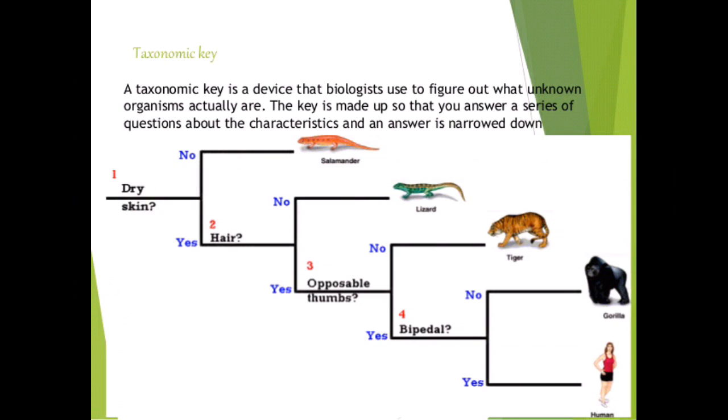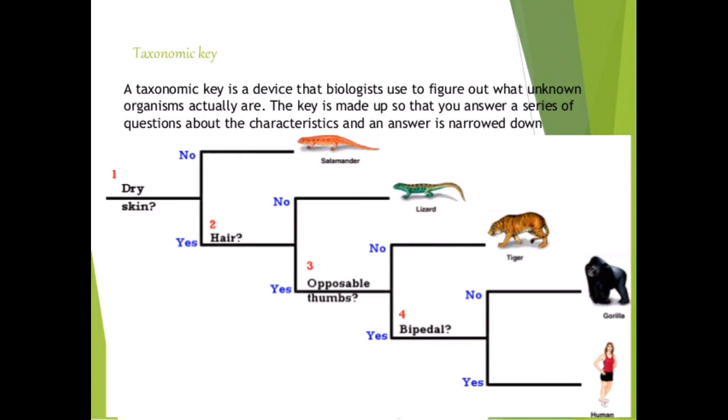Now for hair, two possibilities are there, yes or no. If hair is absent, then it is a lizard. If present, again two features are there, whether opposable thumbs are there or not. If not, then it is a tiger. Again, if yes, two possibilities are there, bipedal or not. If yes, that means bipedal, that means human. If no, that means gorilla.